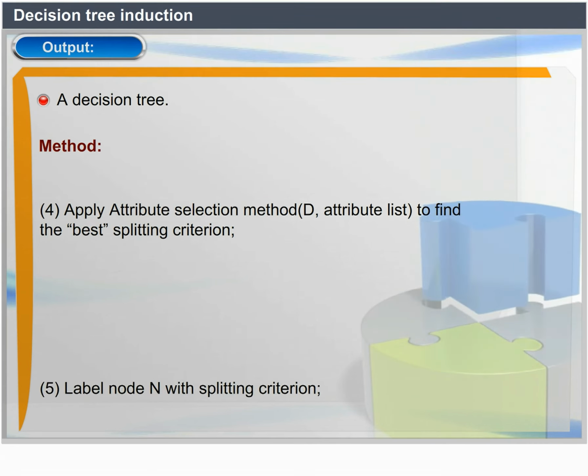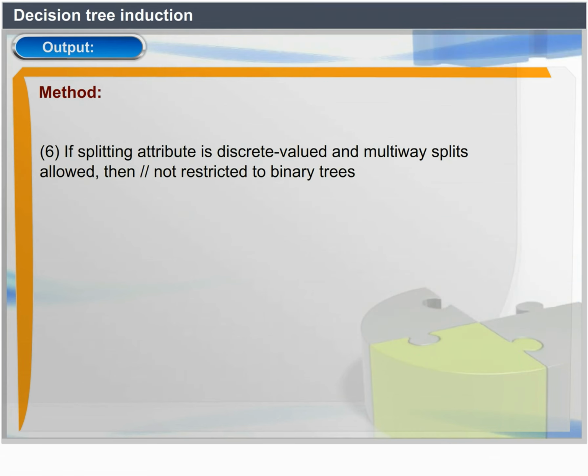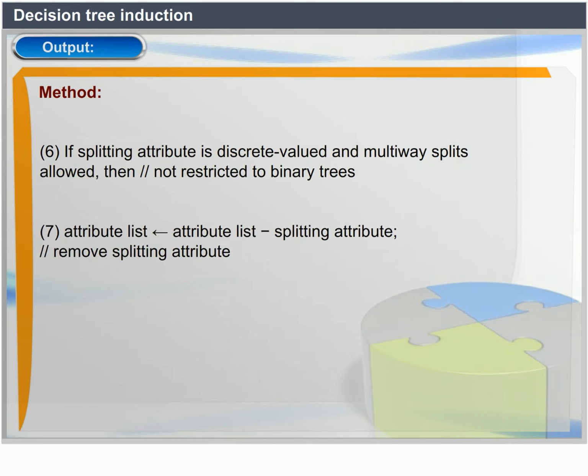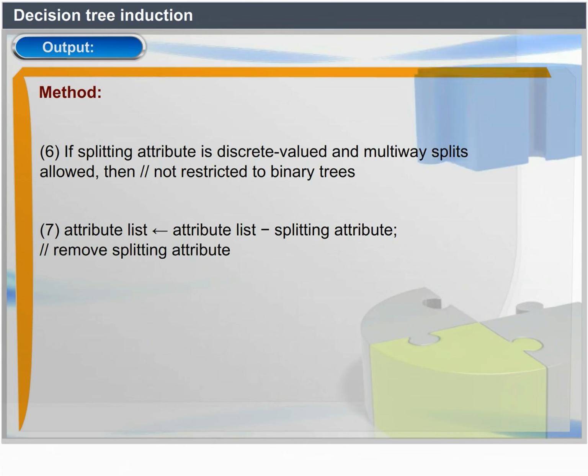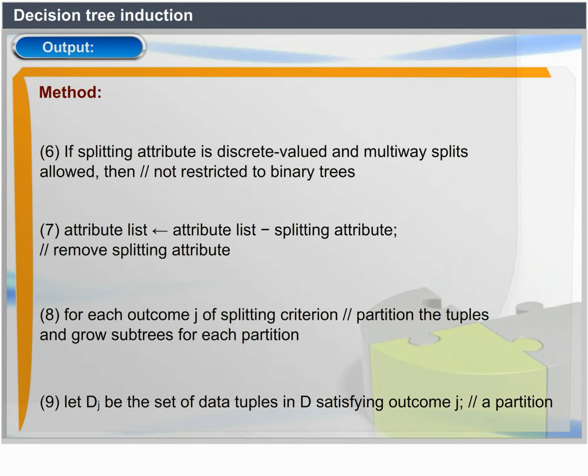Step 5. Label node n with the splitting criterion. Step 6. If splitting attribute is discrete valued and multi-way splits allowed, then not restricted to binary trees. Step 7. Attribute list = attribute list minus splitting attribute. Remove splitting attribute. Step 8. For each outcome j of splitting criterion, partition the tuples and grow subtrees for each partition. Step 9. Let Dj be the set of data tuples in D satisfying outcome j.